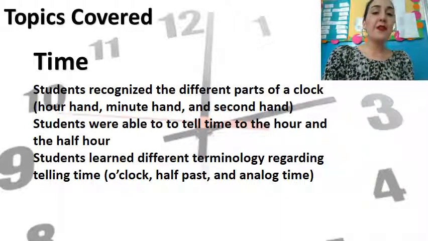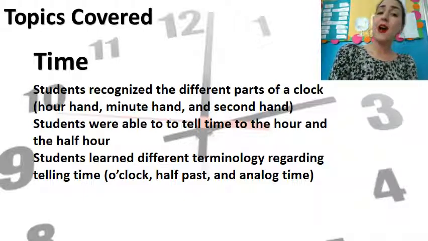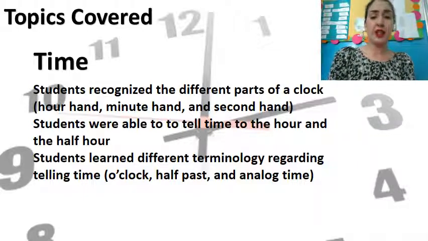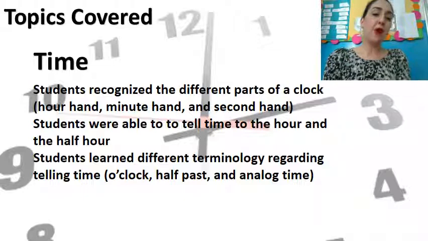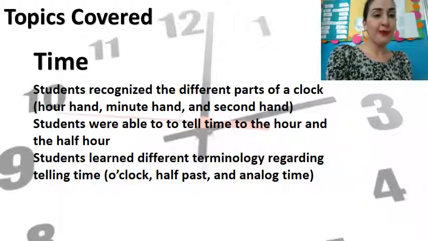So the topics covered, this time around we covered time. We recognized the different parts of a clock, hour hand, minute hand, and second hand. We were able to tell time to the hour and the half hour. We learned different terminology regarding telling time, so o'clock, half past, and we also learned about analog time.